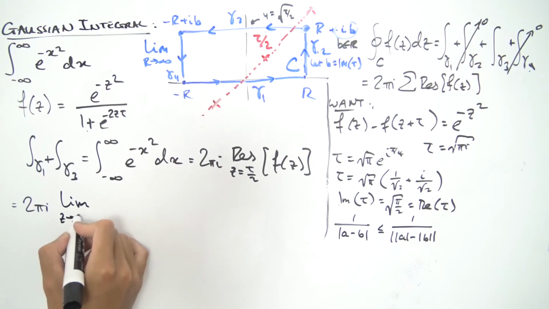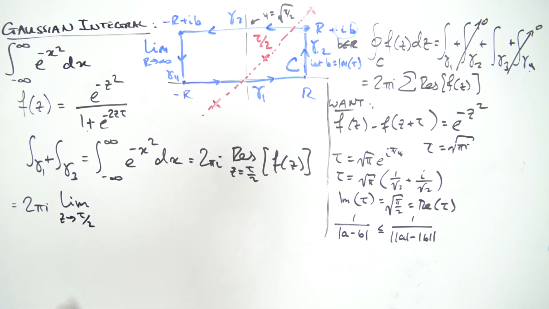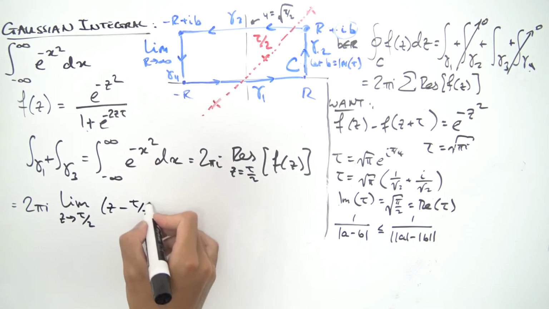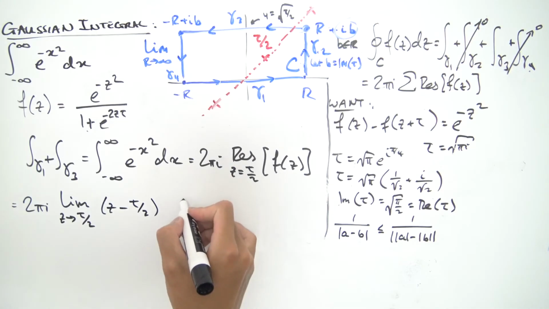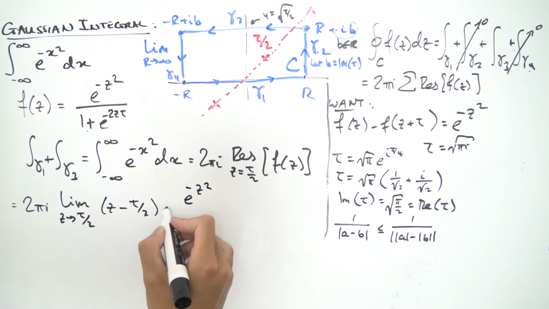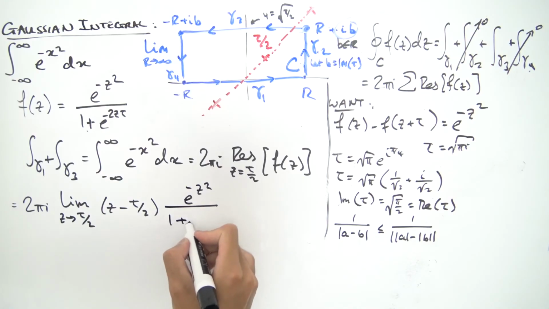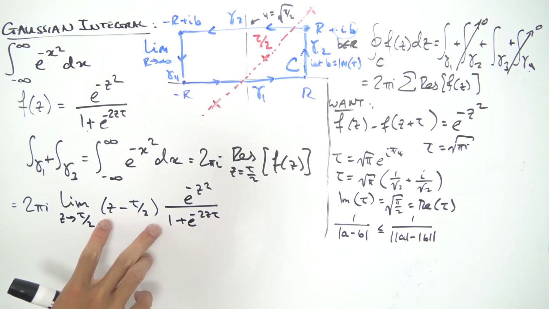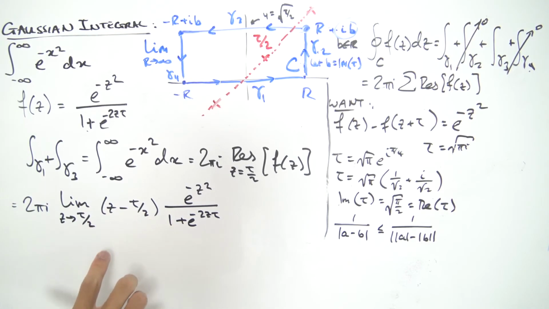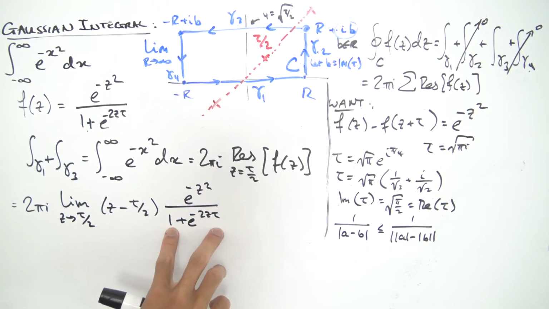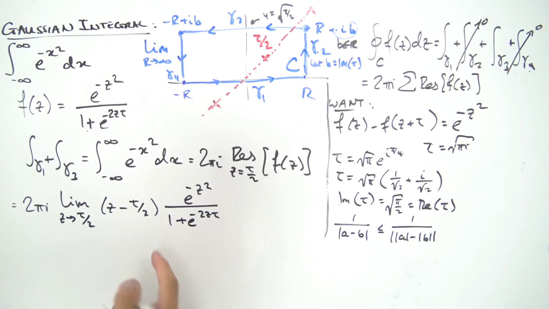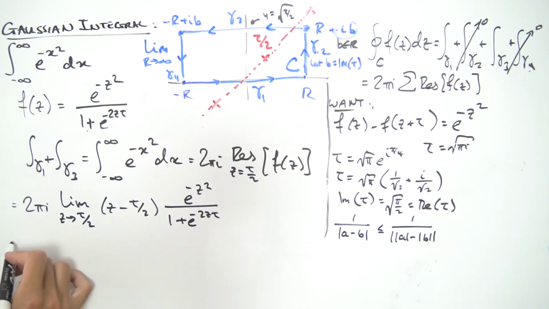as z approaches tau over 2. So as z approaches the pole, of z minus the pole, so z minus tau over 2 times our function, which is e to the minus z squared, divided by 1 plus e to the minus 2z tau. Alright, now what I'm going to do is split up the limits, because notice as z approaches tau over 2 in this factor, it's going to go to 0. And since tau over 2 was a 0 of this denominator function, this denominator will also go to 0. So we have a 0 divided by 0 situation. Isn't too great, so let's use L'Hopital's rule.